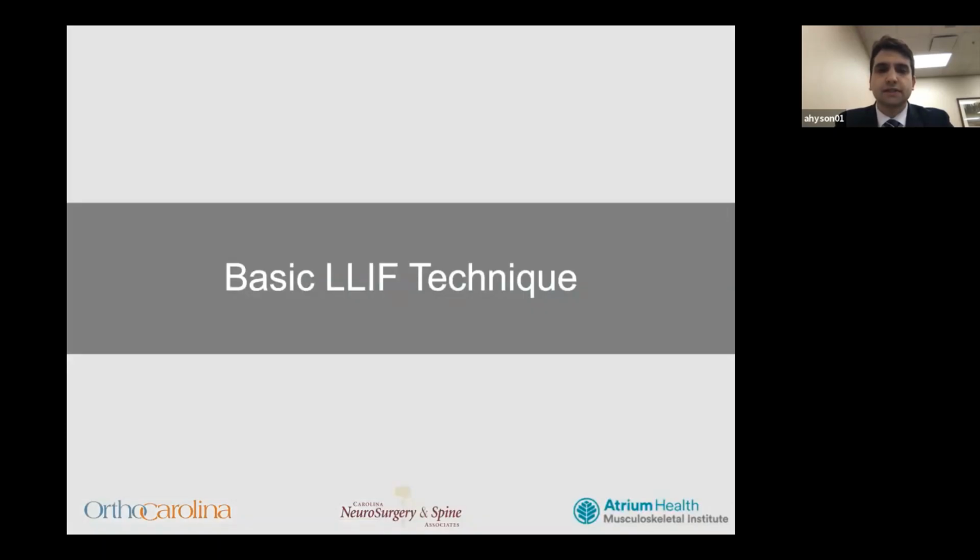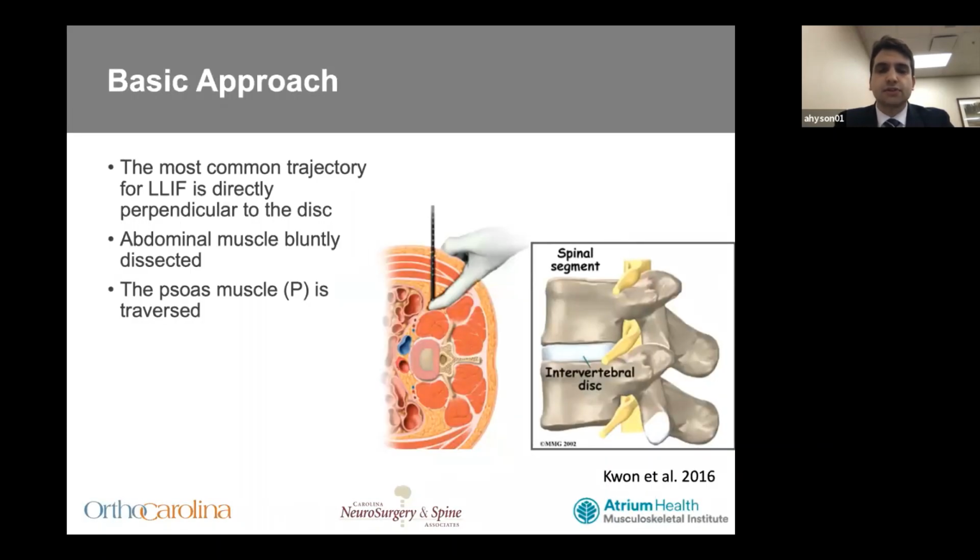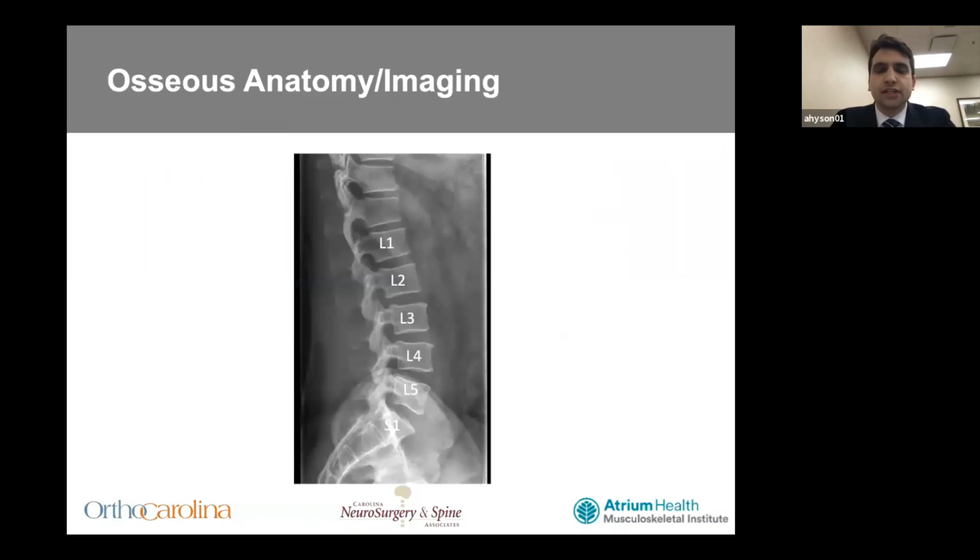The basic LLIF technique. The basic approach is a trans-psoas approach directly perpendicular to the intervertebral disc space. Abdominal musculature is bluntly dissected, and again, the psoas muscle is bluntly traversed. Intraoperative imaging is essential for this procedure as we need it to determine our perpendicular trajectory to the intervertebral disc space. As you can see here, one advantage over the traditional ALIF procedure is that you have access to multiple lumbar levels and even sometimes thoracic levels when performing an anterior interbody fusion. One thing to consider is the osseous anatomy of the iliac crest, as the L5-S1 disc space is often not accessible via this lateral approach.